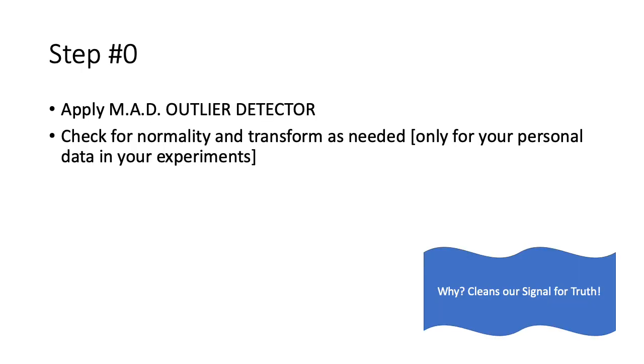Before we can even start the process, we have to check for outliers in our data set. So we're going to run the MAD outlier detector. We're going to check for impossible values, particularly in our own research. I'm not going to put impossible values in problems anymore, so you don't have to worry about it. It's just not fun.